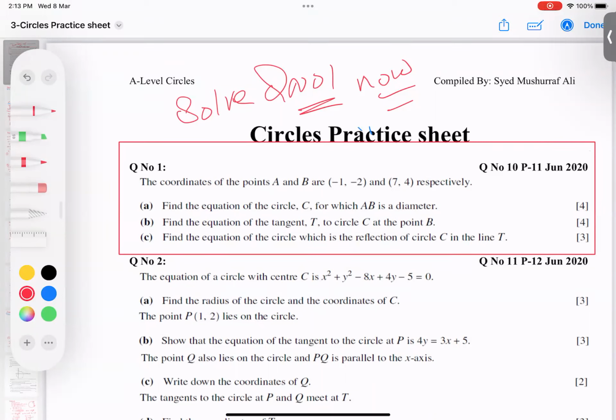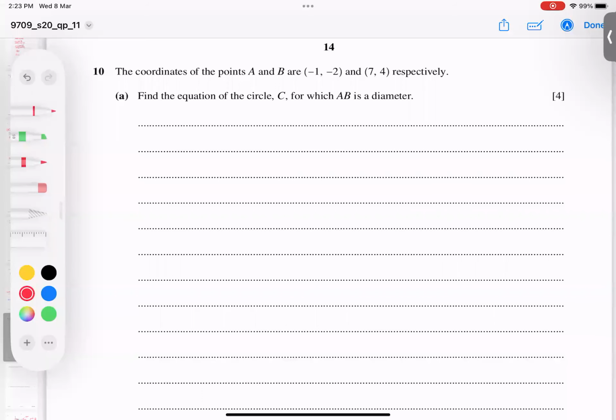Number one: first you try, and in case of difficulty, you can compare your answer with my answer. So take your time, please. Bismillah ar-Rahman ar-Rahim. Let's start now. I'm going to start this question, and please compare your answer with my answers.